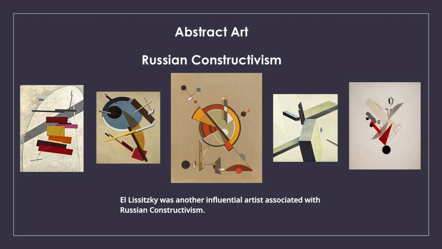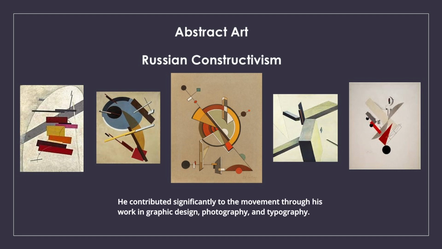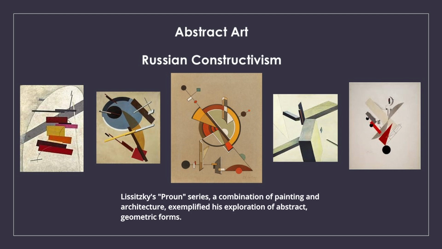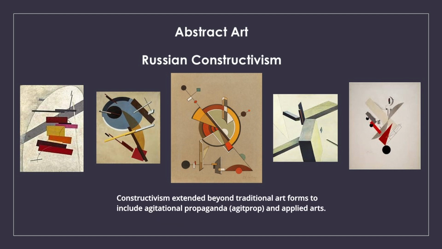Lissitzky was another influential artist associated with Russian constructivism. He contributed significantly to the movement through his work in graphic design, photography, and typography. Lissitzky's Proun series, a combination of painting and architecture, exemplified his exploration of abstract, geometric forms.